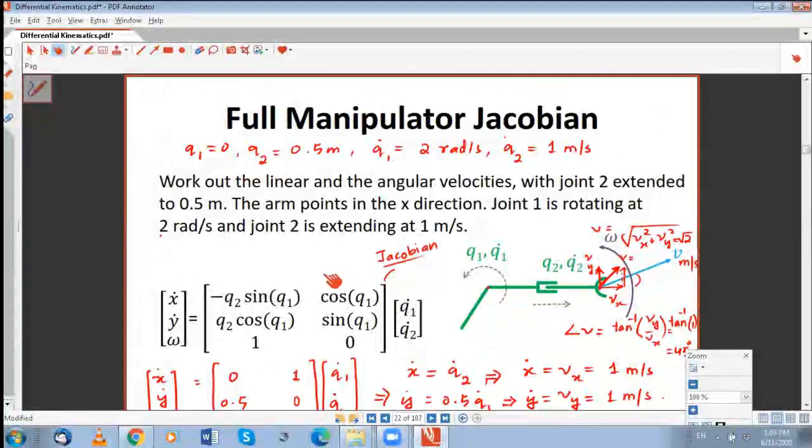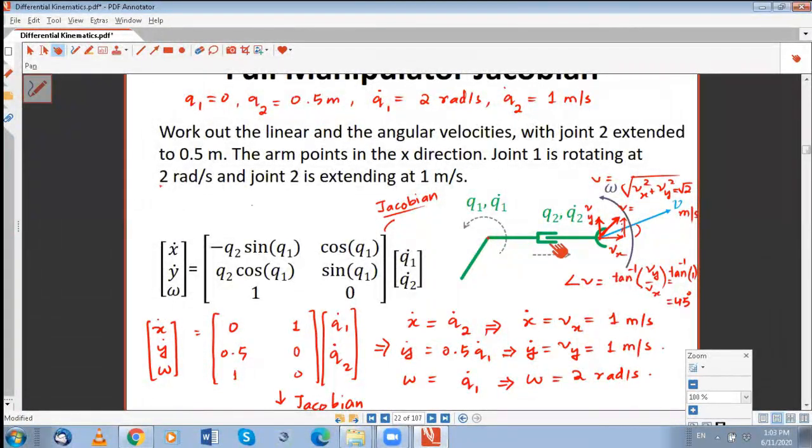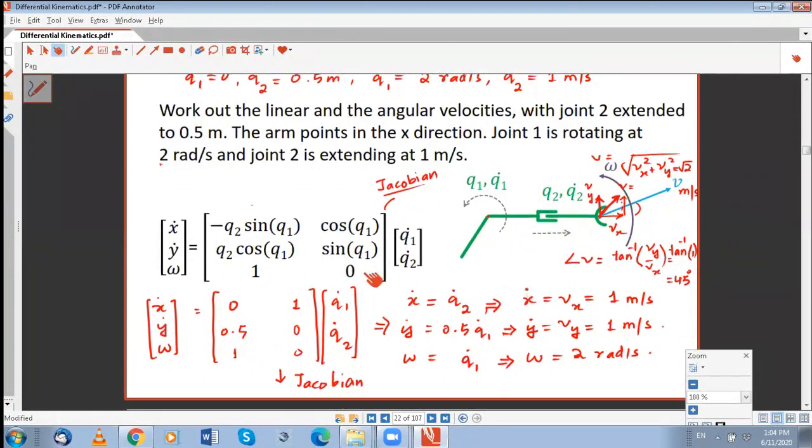And then we did this numerical where q1 is given to be 0, q2 is 1.2, 1 over 2.5 meters. q1 is rotating with 2 radians per second, positive, counterclockwise. And q2 dot, the linear velocity of the second joint, is 1 meter per second. I asked you to find the Jacobian, and you just plug in these values here. So you get this Jacobian: 0, 1, 0.5, 0, 1, 0.